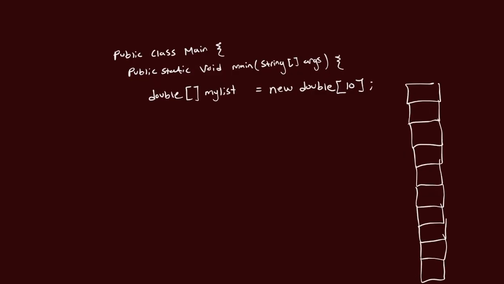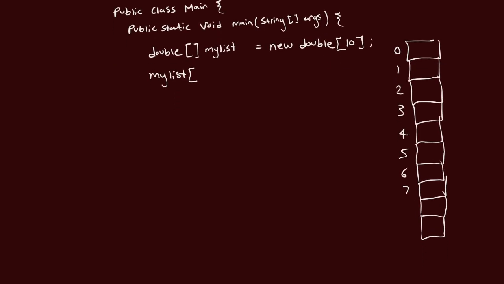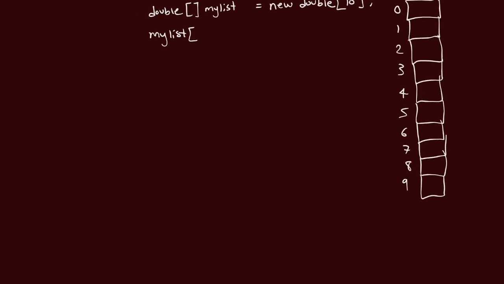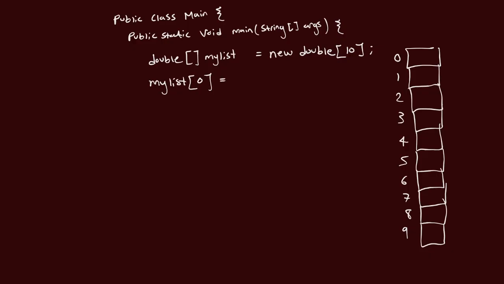If you want to put a value into one of these slots, we would call myList and set the index of the slot you want to put a value in. Recall the index of an array starts at 0, then 1, 2, 3, 4, 5, 6, 7, 8, and 9. So if we do myList[0] equals 13.5, then 13.5 is passed down into this slot. Then myList[1] equals 7.6, then 7.6 is passed down into here, and so on and so forth.